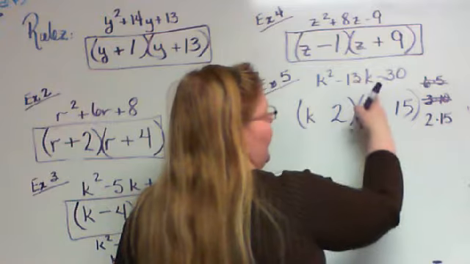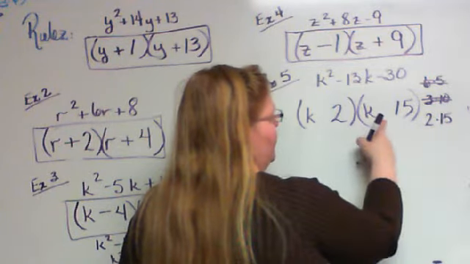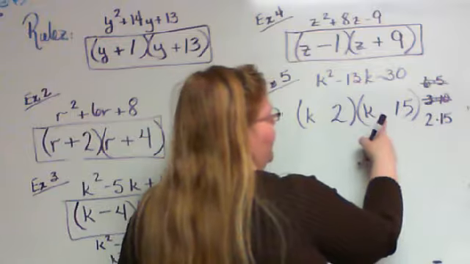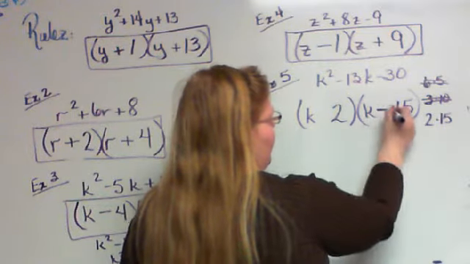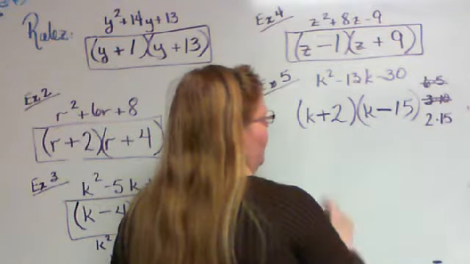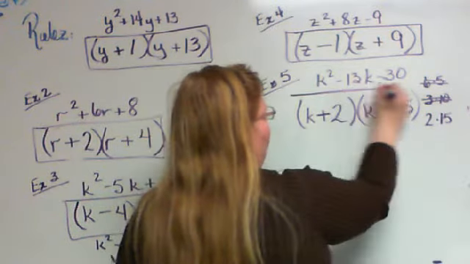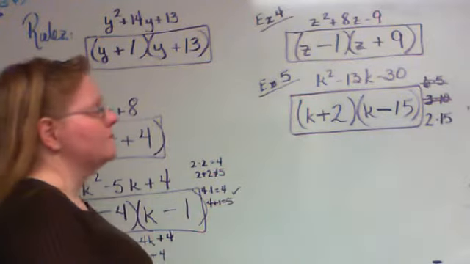Now, the sign in the back is a minus. That means that these are going to be different. And the largest number, that's my 15, gets the sign in the front. So it's negative 15 and positive 2. You can multiply it out and check it, but I know that it's right. So I'm going to skip that part.